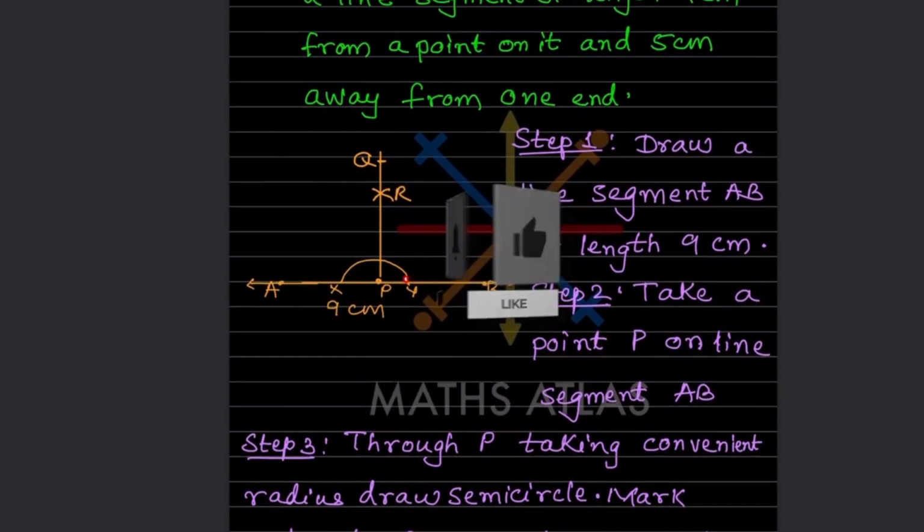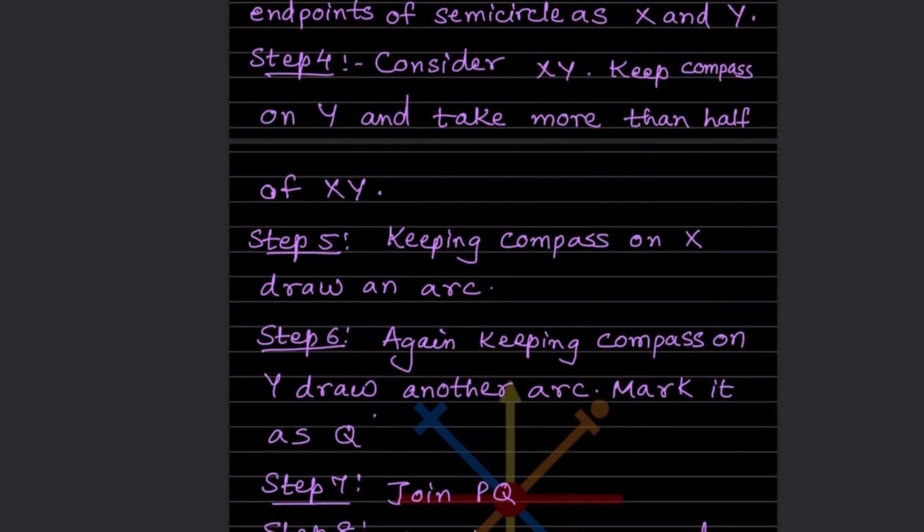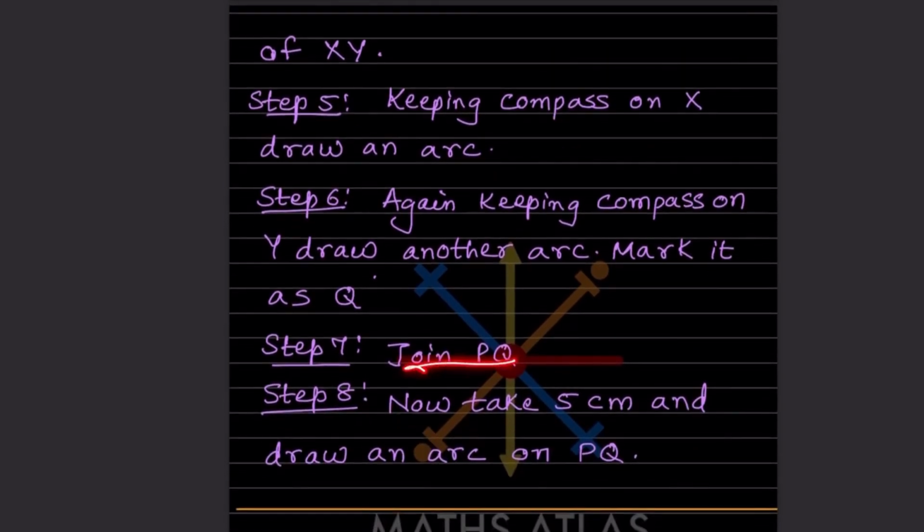So you are going to take more than half of XY and draw an arc with the help of the compass. Same you will do from the same distance from X and draw an arc. So this is the point and this is the intersection of it. So you are going to draw a line. So what we can say here, see here, keeping compass on X, draw an arc. Again keeping compass on Y, draw another arc. Mark it at Q and then you are going to join PQ.